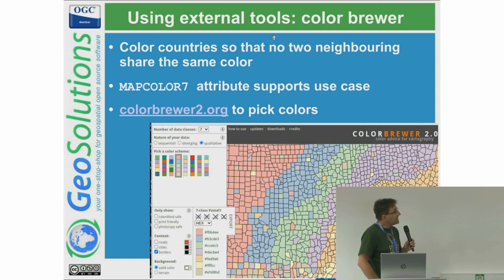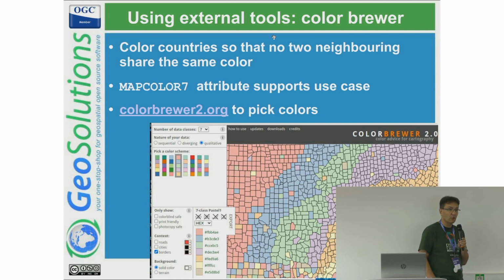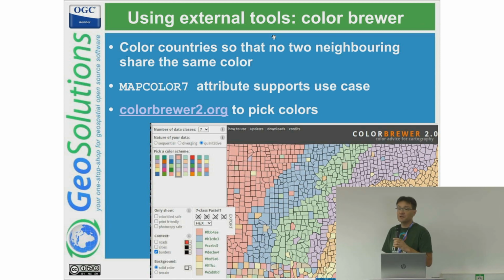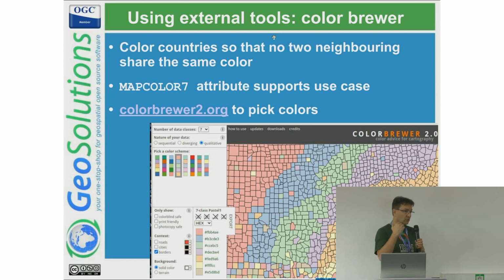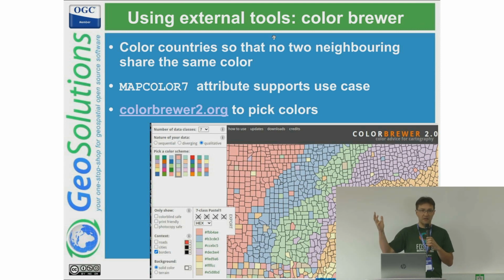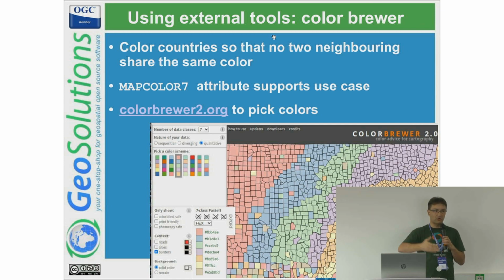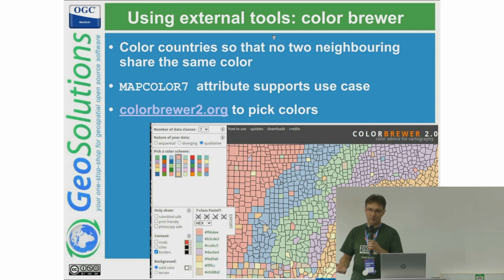Another example which is interesting in this little styling dataset is the usage of an external tool, in particular the ColorBrewer. So this is for the countries. The countries need to be depicted with some colors so that two neighboring countries never use the same color. The Natural Earth dataset already has an attribute called map color 7, if I remember correctly. It has 7 numbers inside. If you associate a color to each number, two neighboring countries will never share the same color. They basically make sure that two neighboring countries never share the same number in map color 7.